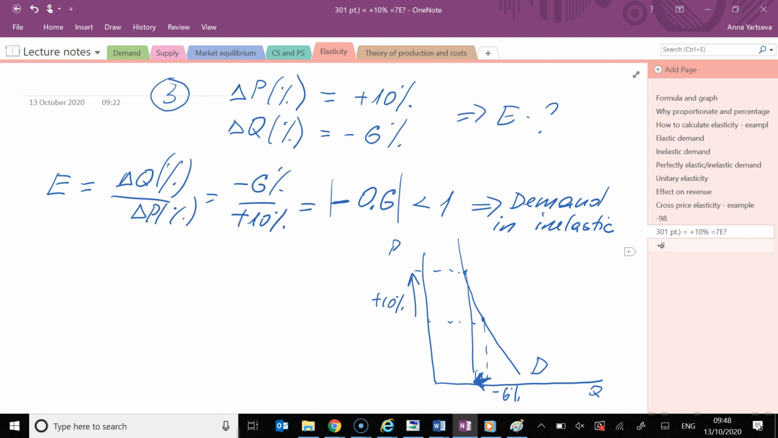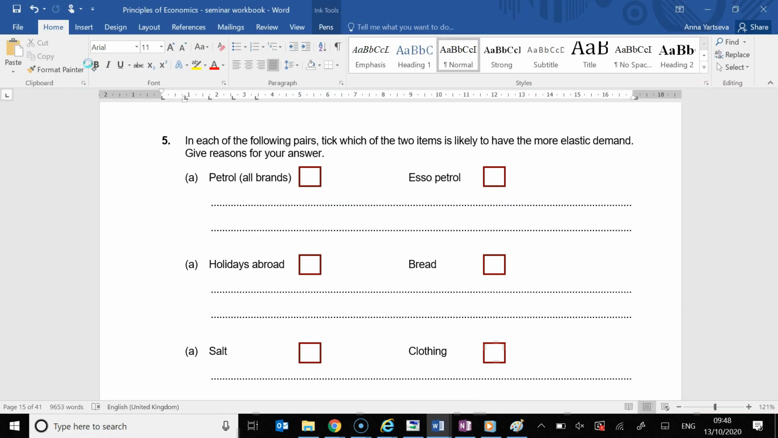Okay, if there are no questions, let's have a look at exercise 5. I'll give you a minute.